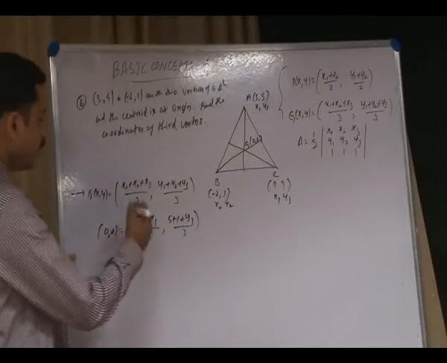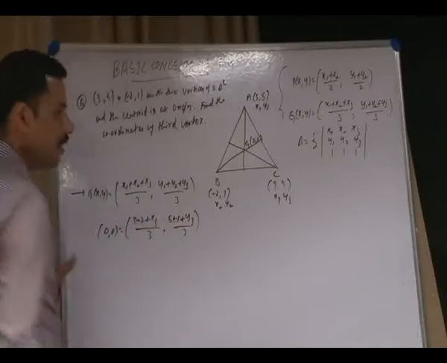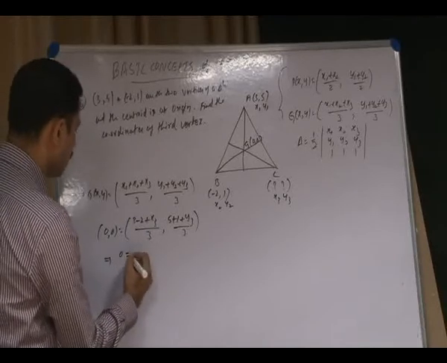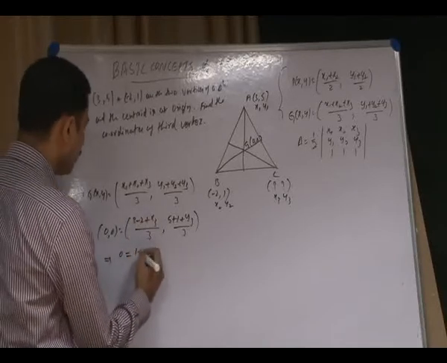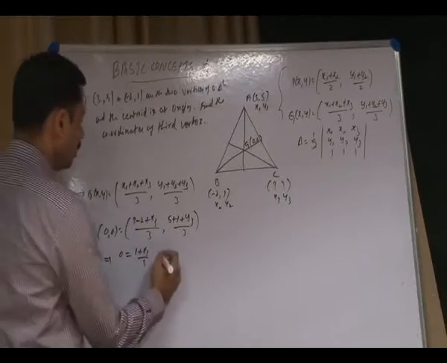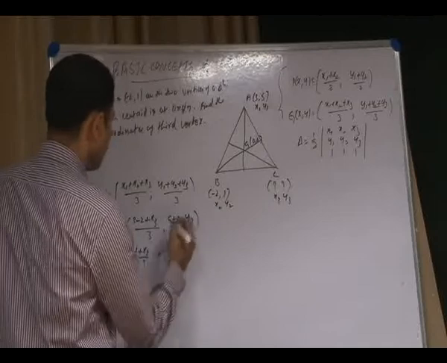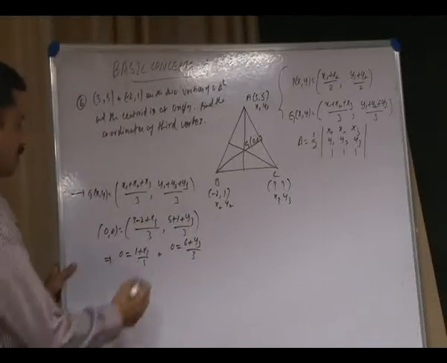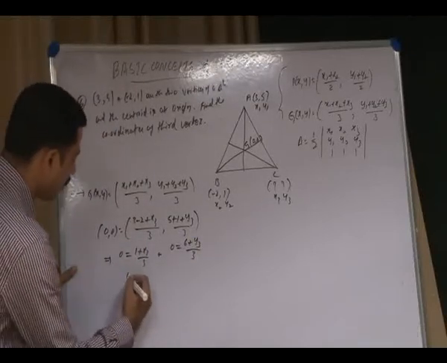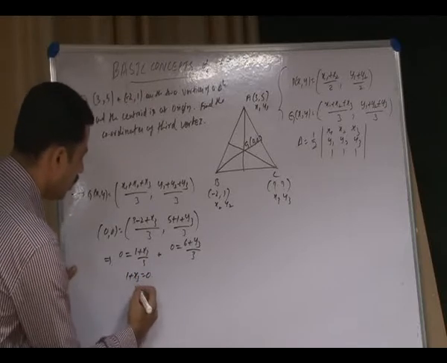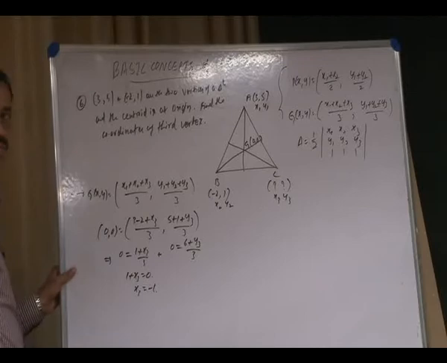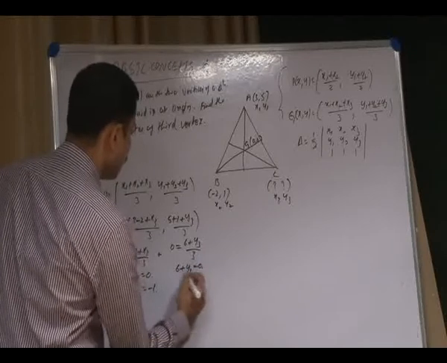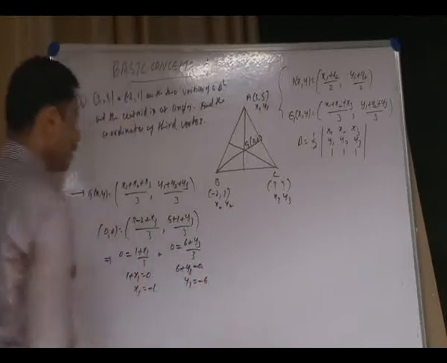So, by equating x and y coordinates and simplifying, we get the values of x3 and y3 here. That implies x coordinate is here 0 is equal to 3 minus 2 is 1 plus x3 divided by 3, and y coordinate is also 0 is equal to 5 plus 1 is 6 plus y3 divided by 3. So, transferring this 3 to the left hand side, that becomes 0, 1 plus x3 is equal to 0, therefore x3 is equal to minus 1. Similarly, here 6 plus y3 is equal to 0, therefore y3 is equal to minus 6 here.